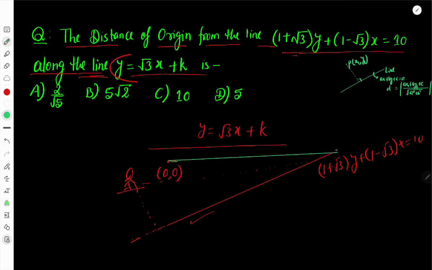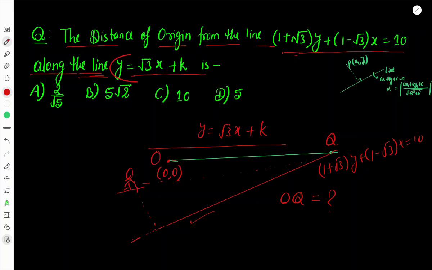So somewhere the point will be this point. From the origin to this intersection point, let's say this is a point Q, you have to find the OQ distance. So total meaning, I think you got it. Now it becomes a very easy question.